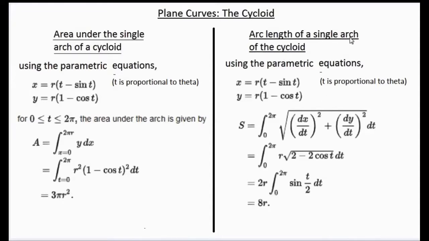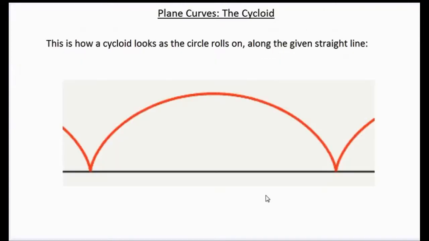The arc length of a single arch of a cycloid may also be computed by using the parametric equations. t is a parameter proportional to theta, and s from the arc length formula may be computed as r times the square root of 2 minus 2 cos t, which simplifies to 8r, r being the radius of the circle.